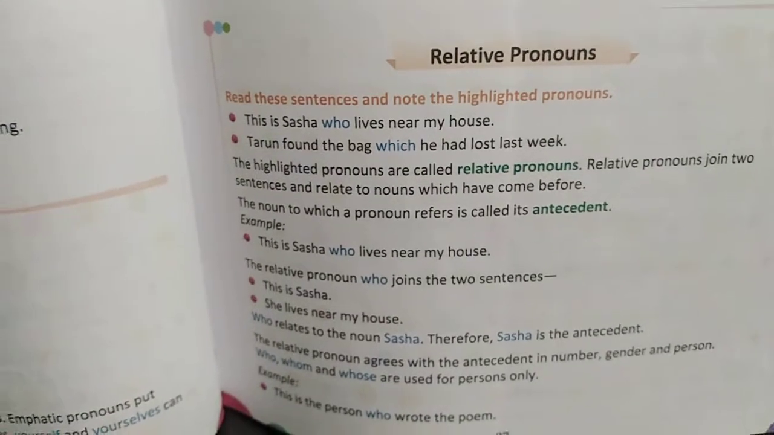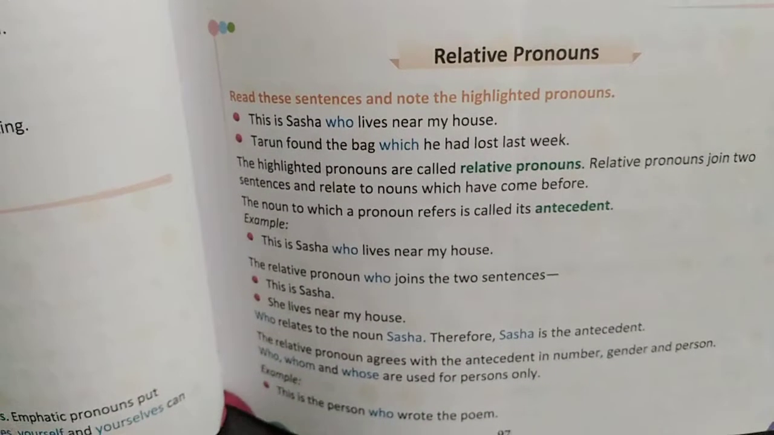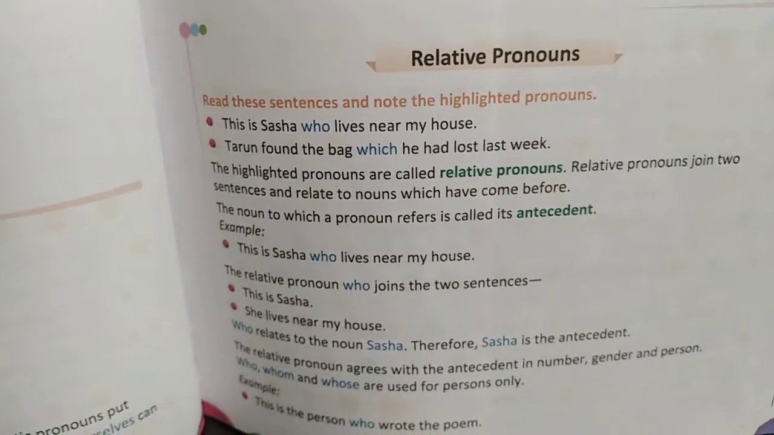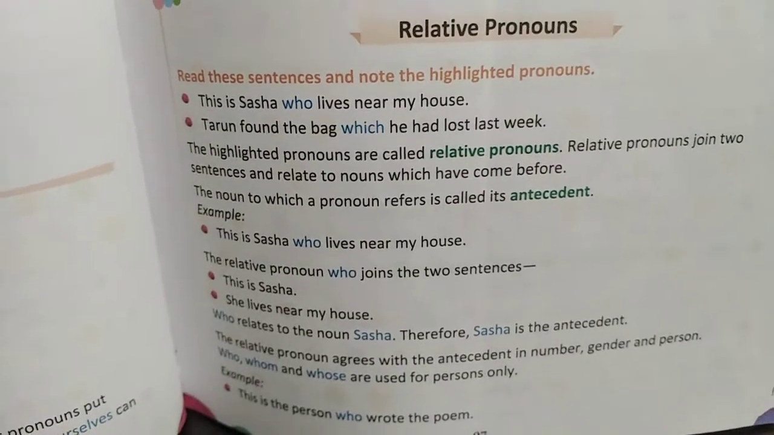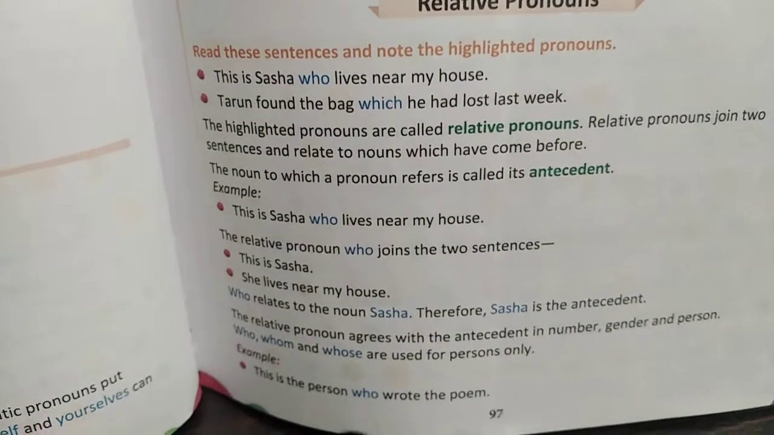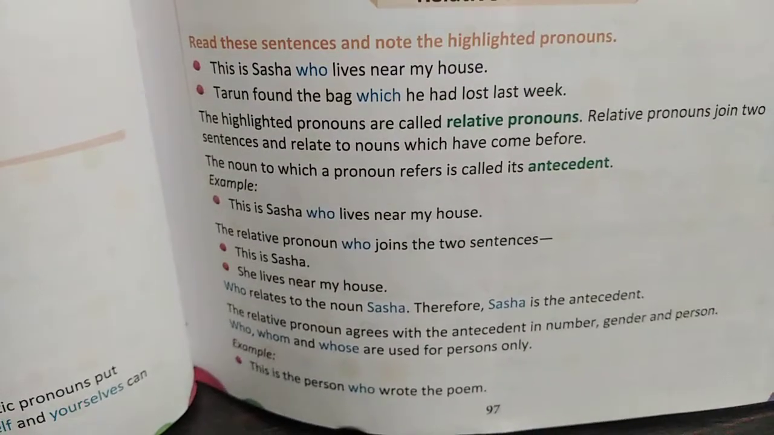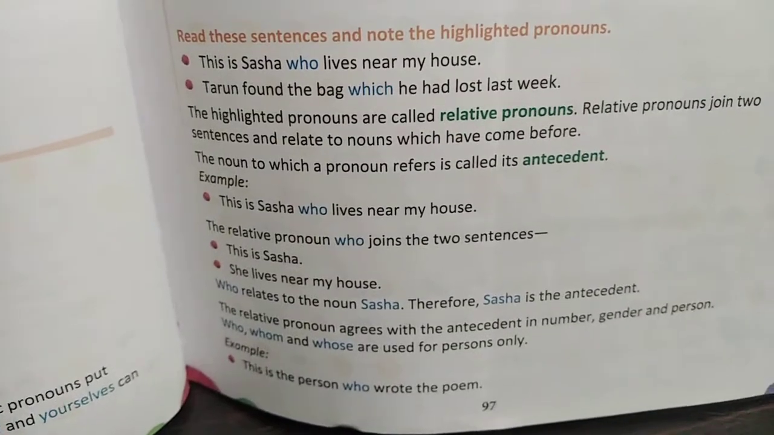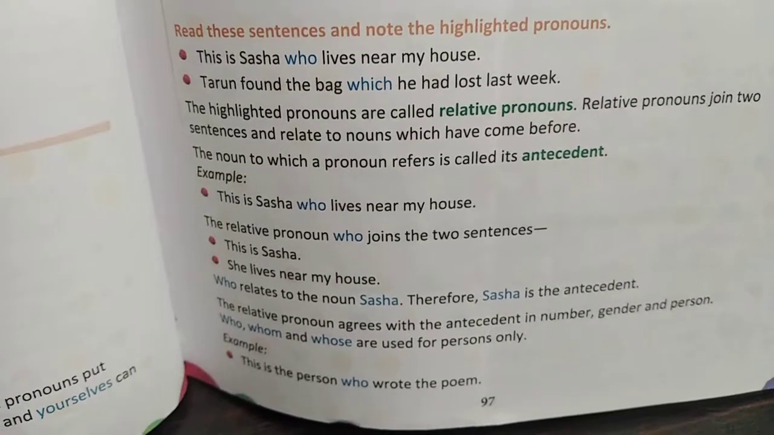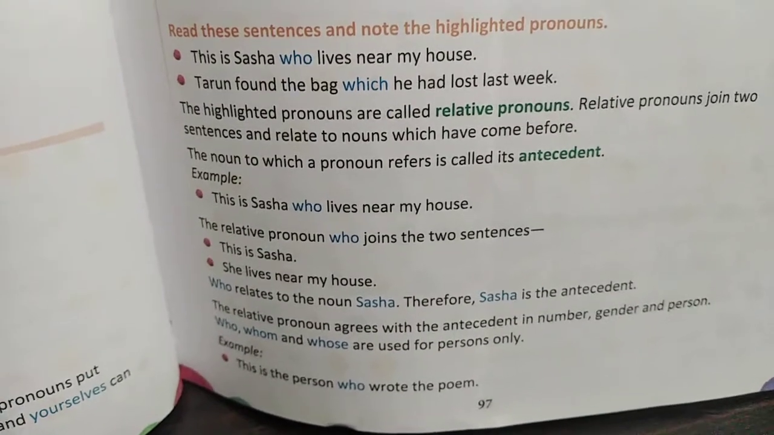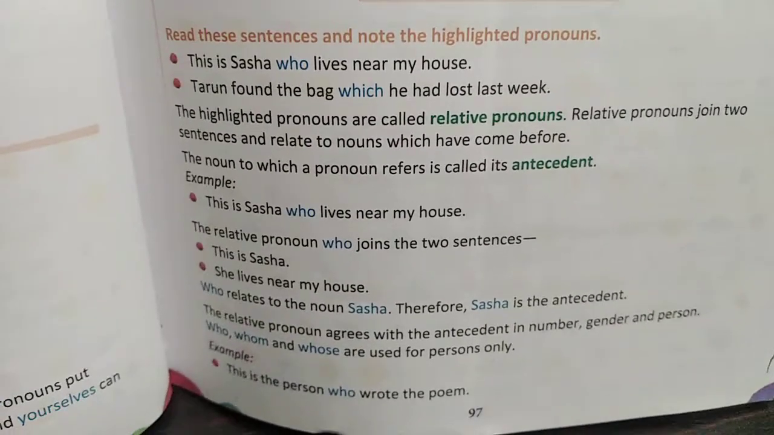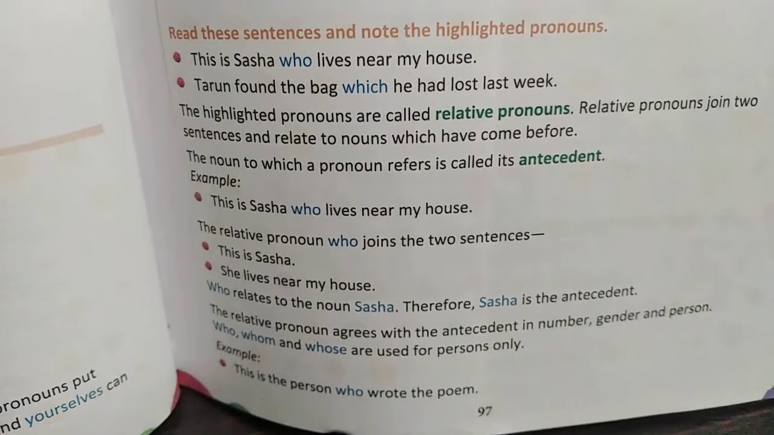Relative pronouns are used to join two sentences, two nouns. Here the first noun and the second noun are both attached to each other. Let's see how the relative pronoun who joins two sentences. This is Sasha. She lives near my house. Here who is used to join two sentences. So here who is a relative pronoun.